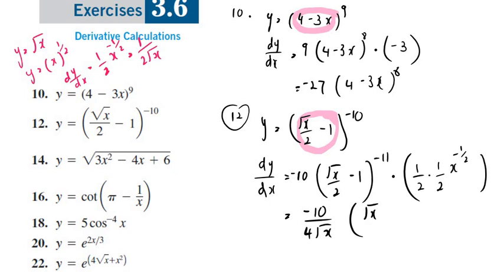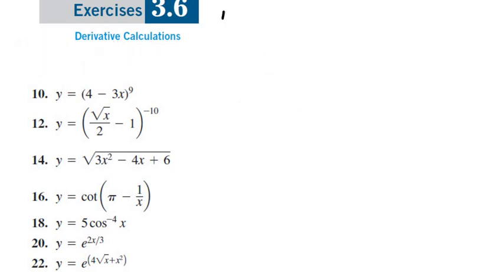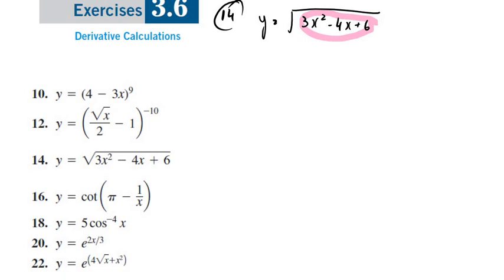Okay, so we can bring the 1 over 4 close to the equal sign. So we have minus 10 over 4 square root of x. We bring this to the bottom, multiplied by square root of x over 2 minus 1 to the power minus 11. You can even simplify it further, but I'll just keep it like that and move on.